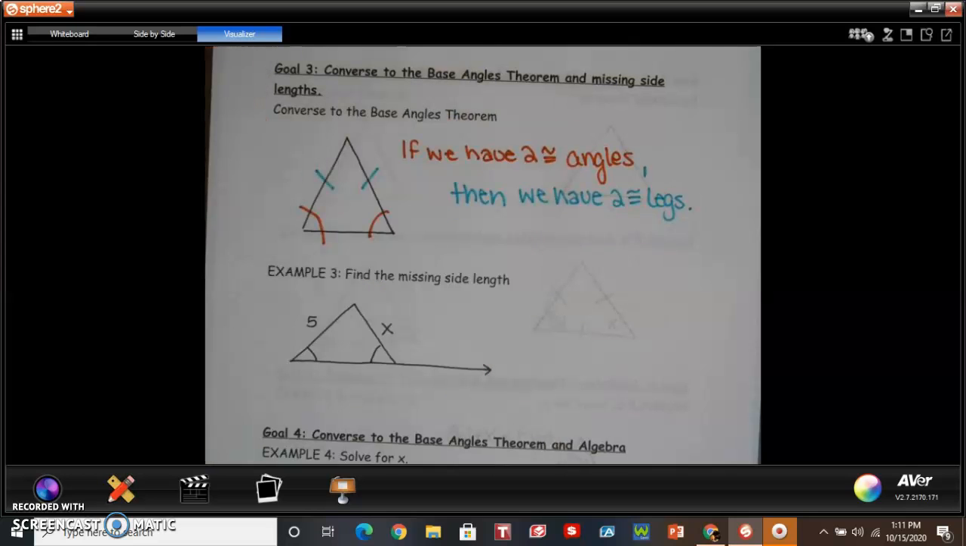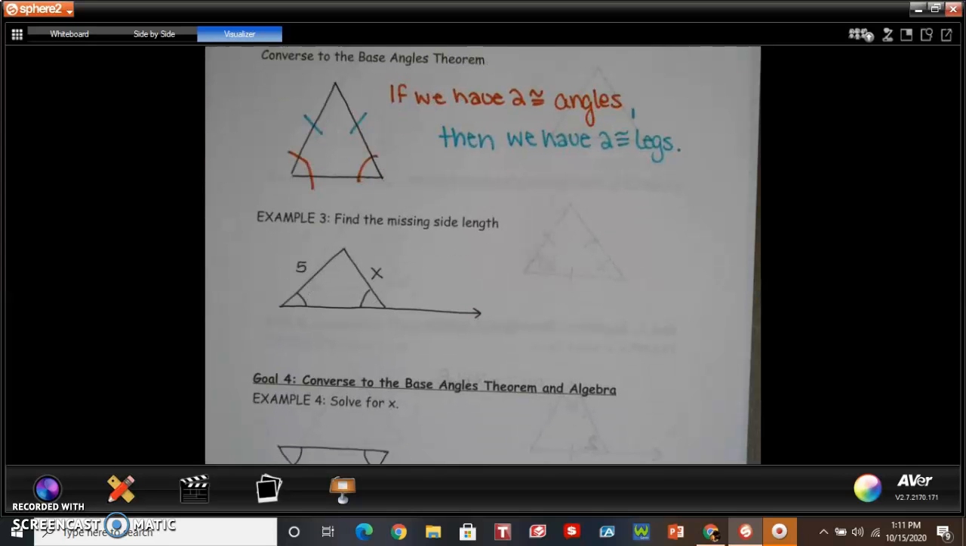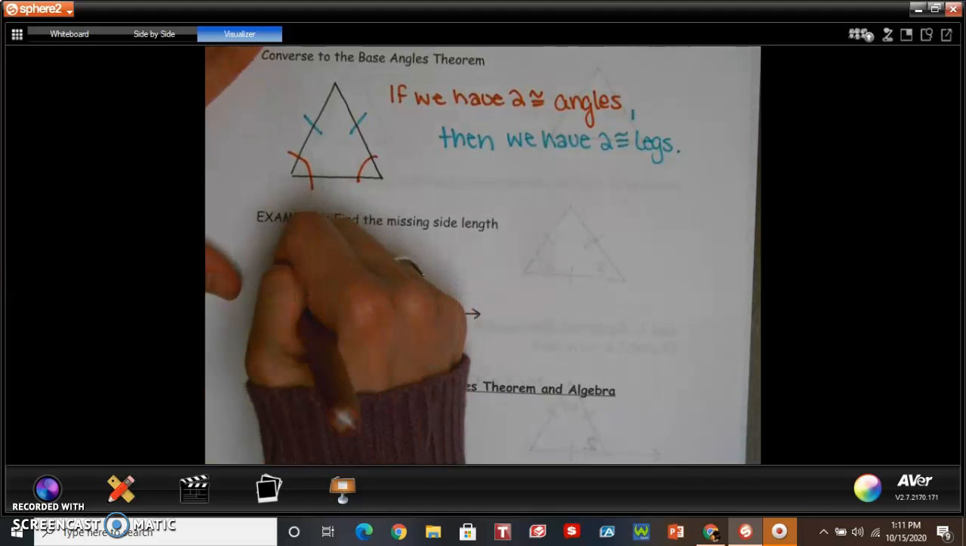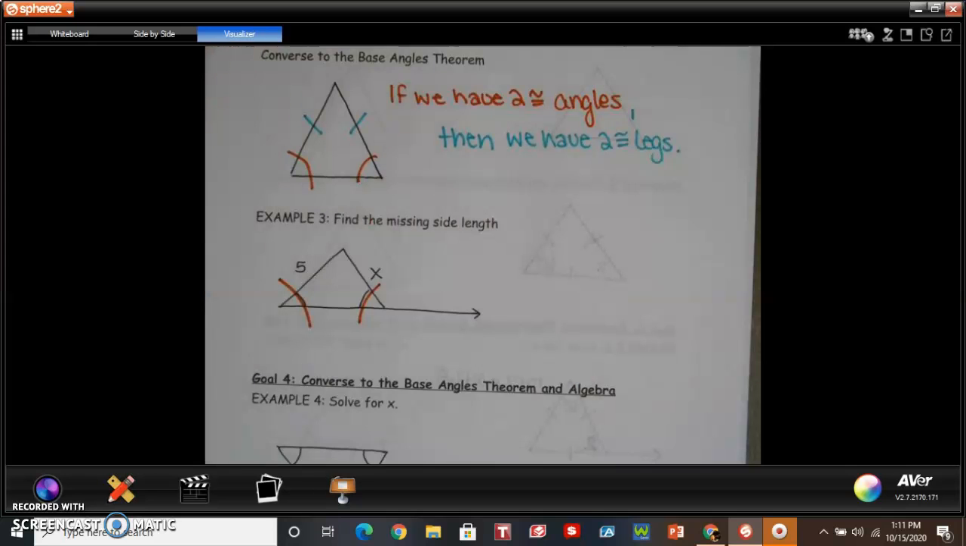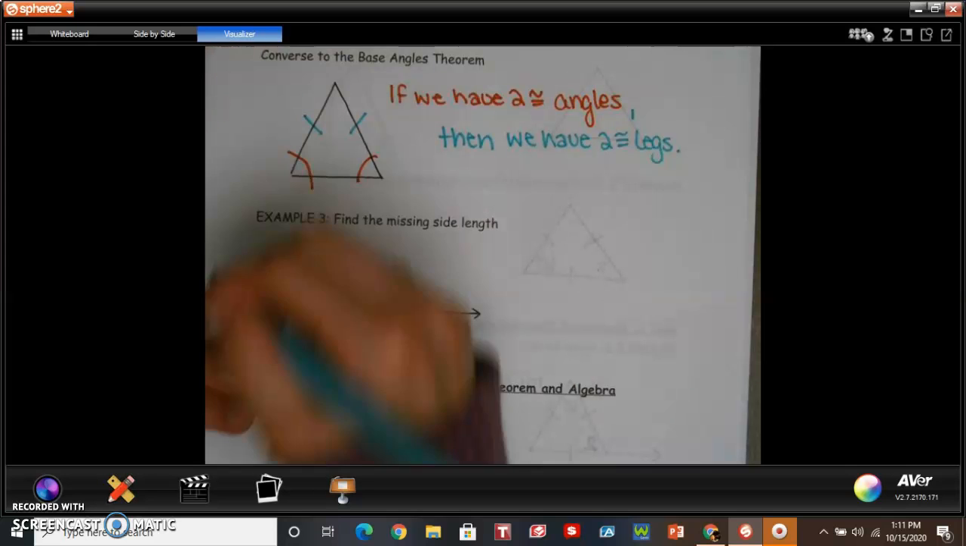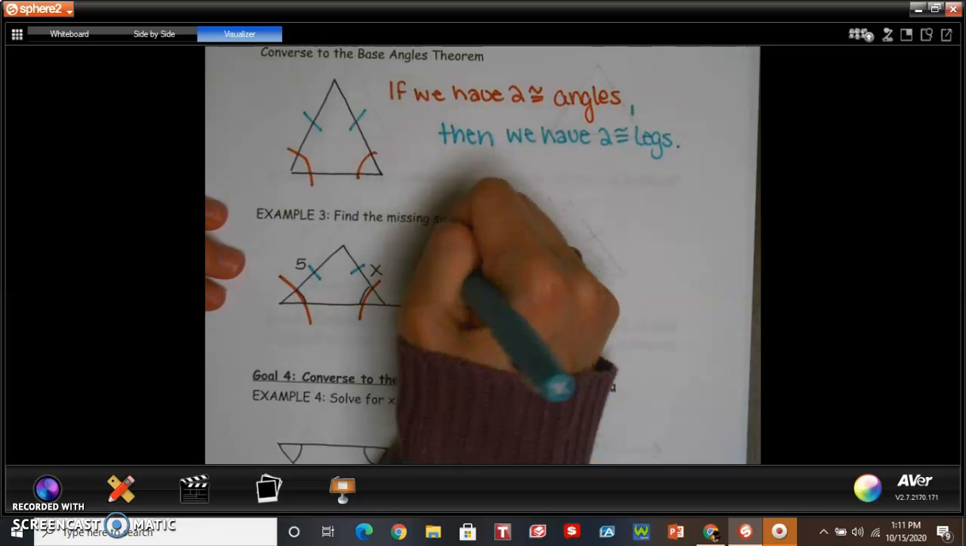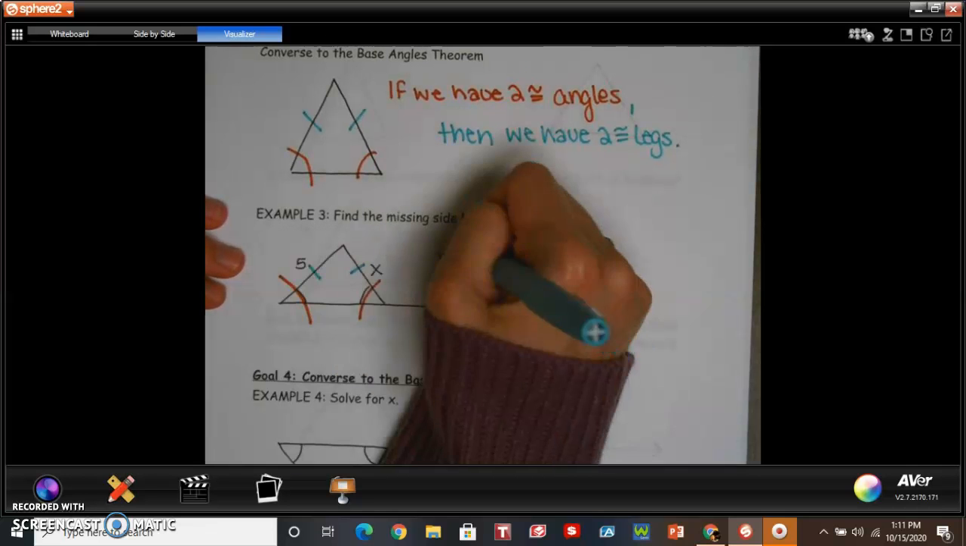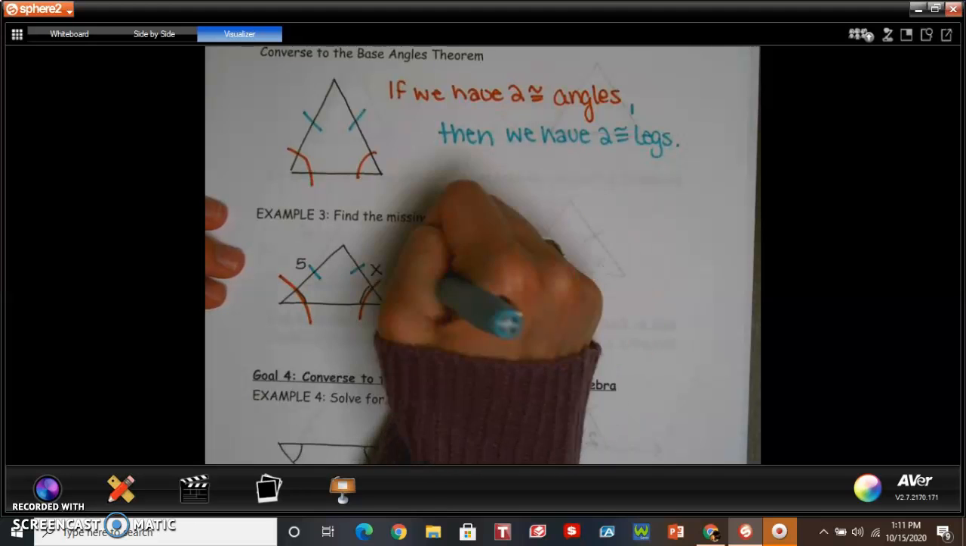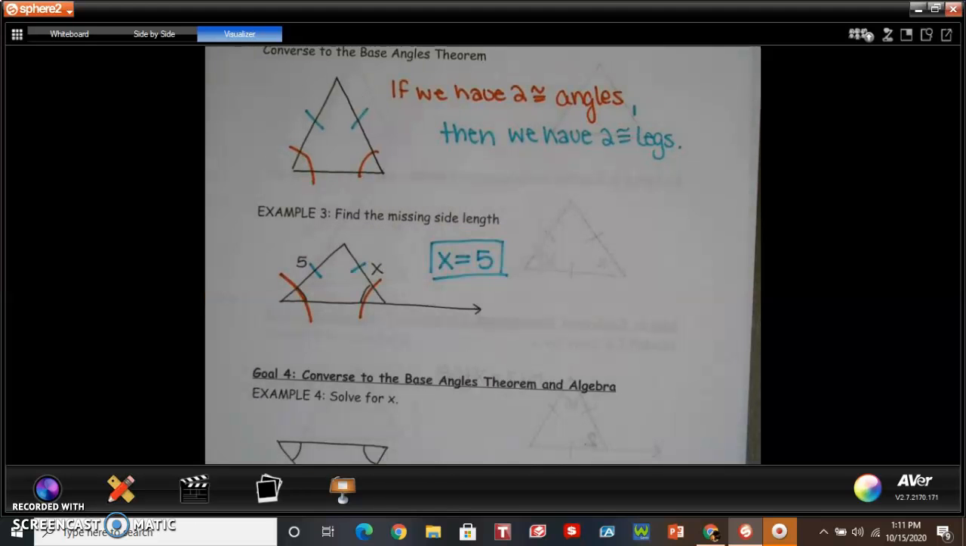All right, so it's just the vice versa of what we just did. Let's look at example 3. We're going to use the converse of the base angles theorem to find a missing side length. So here are our feet. They're congruent, so let's find our legs. How much is x? Well, x equals 5. Yay! All right, I like the converse.